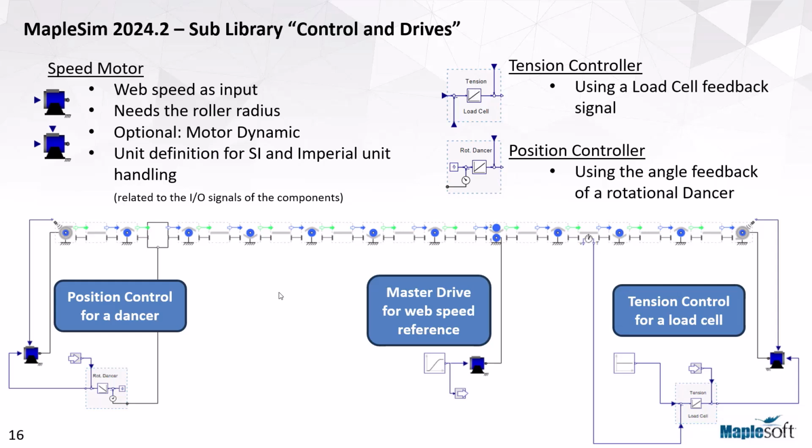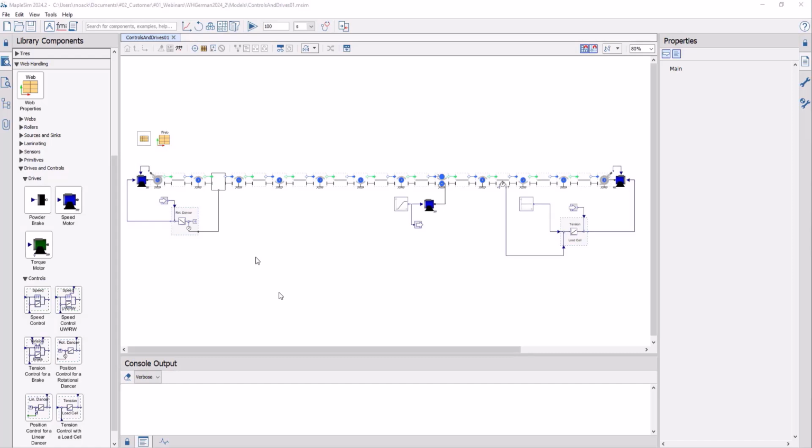Okay, then let's have a look in MapleSim itself. How does it look? On the left, you see the web handling library with a new sub-library, drives and controls, the powder brake and the speed motor, which I presented here, and the tension controllers and some additional stuff, which I want to explain later. So let's start the simulation, and we want to have a look at the components.